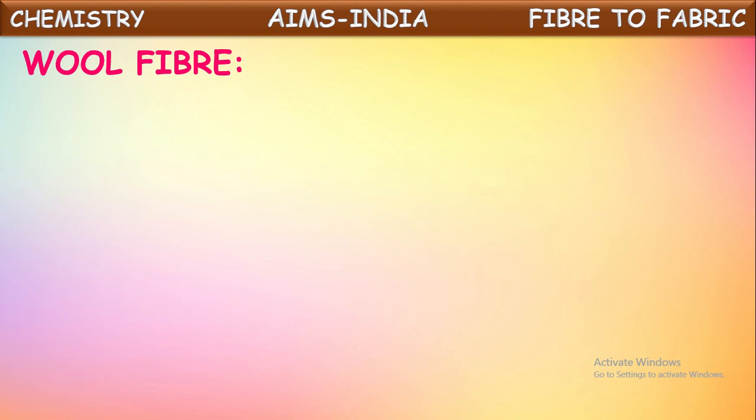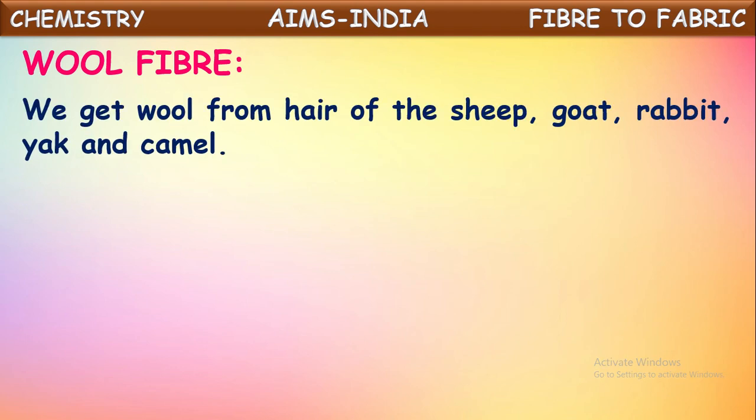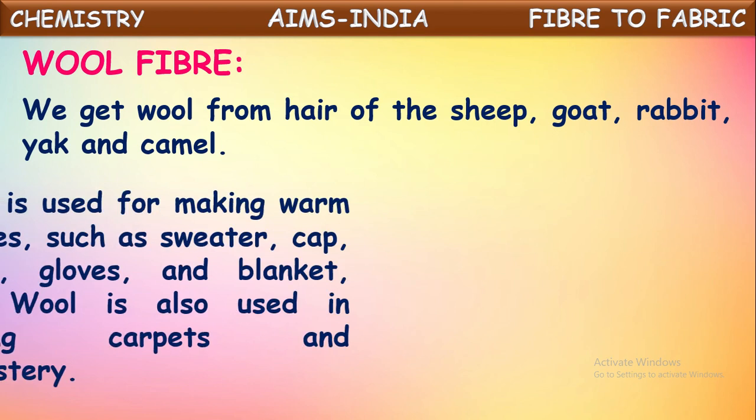Now this woolen fiber or wool fiber is obtained from the hair of certain animals. That's why this woolen fiber is called animal fiber. We get wool from the hair of the sheep, goat, rabbit, yak, and camel. From the hair of these animals, this woolen fiber is made. That's why it is called animal fiber.